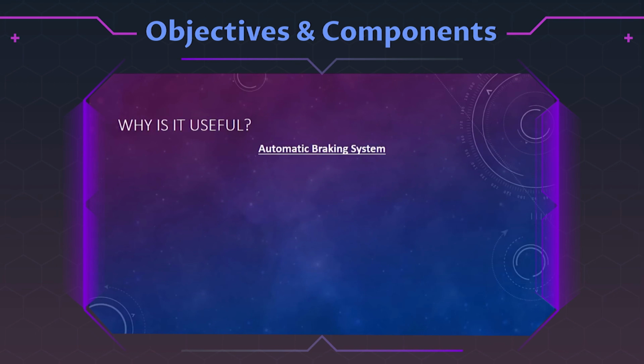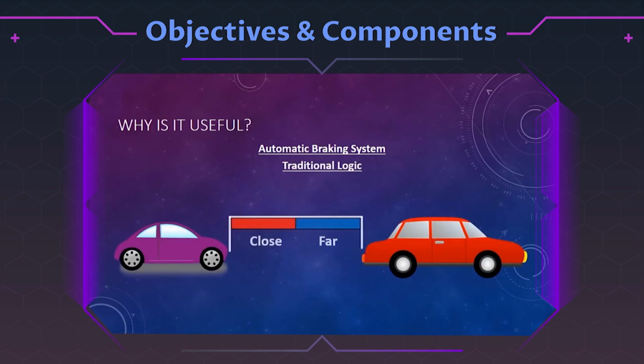So why is it useful? Well, consider you have an automatic braking system in your car that can decide when to brake. Using traditional logic, it might look something like this, where you have a car in front of you that's far away or close, and there's some value in between where it switches. The car being close can either be yes or no, 0 or 1, and the brakes can either be on or off, again 0 or 1.